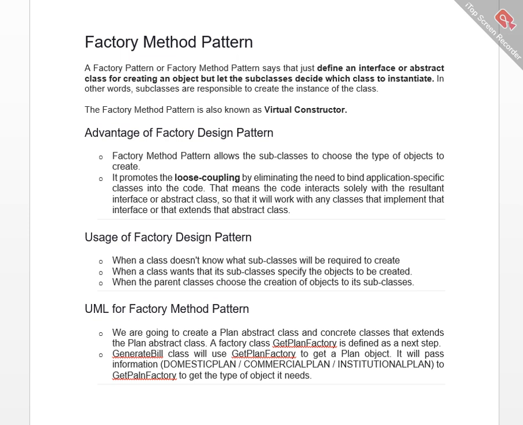UML for factory method pattern. So we are going to create a Plan abstract class and concrete classes that extend the Plan abstract class. A factory class, getPlanFactory, is defined as the next step. The GenerateBill class will use getPlanFactory to get a Plan object, and it will pass information, domestic plan or commercial plan or institutional plan, to getPlanFactory to get the type of object it needs.